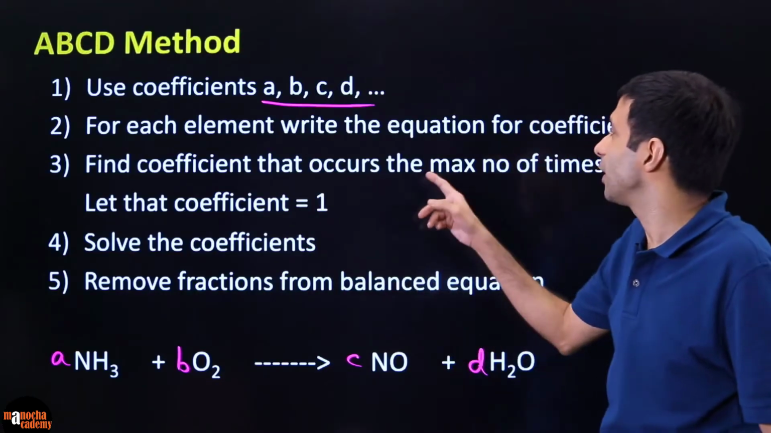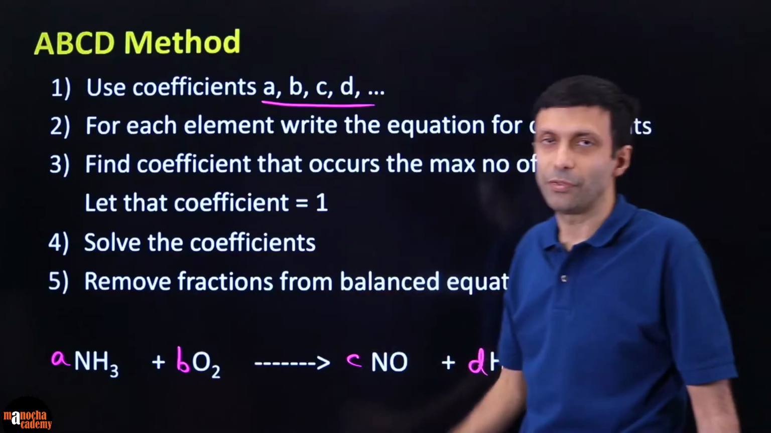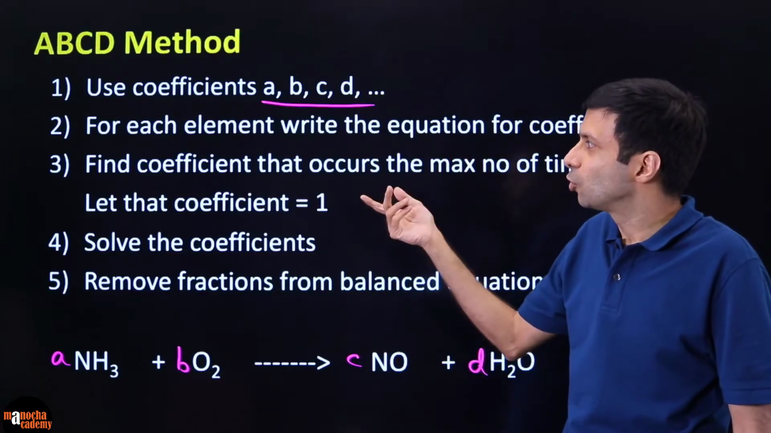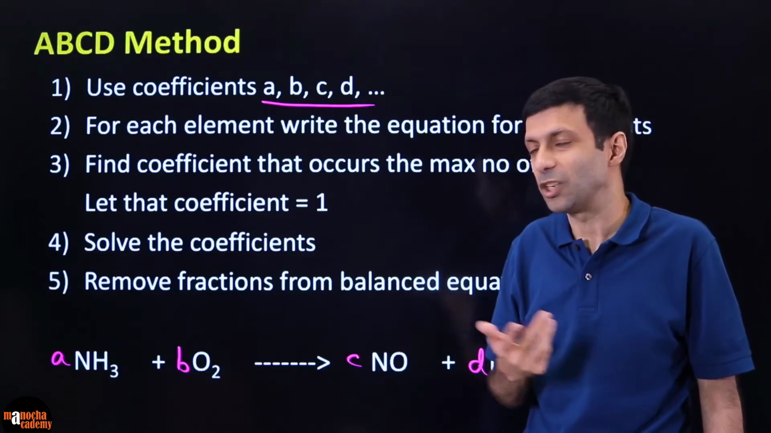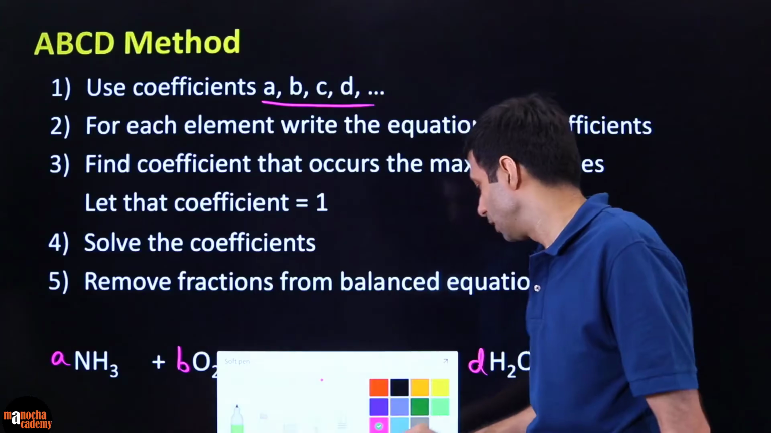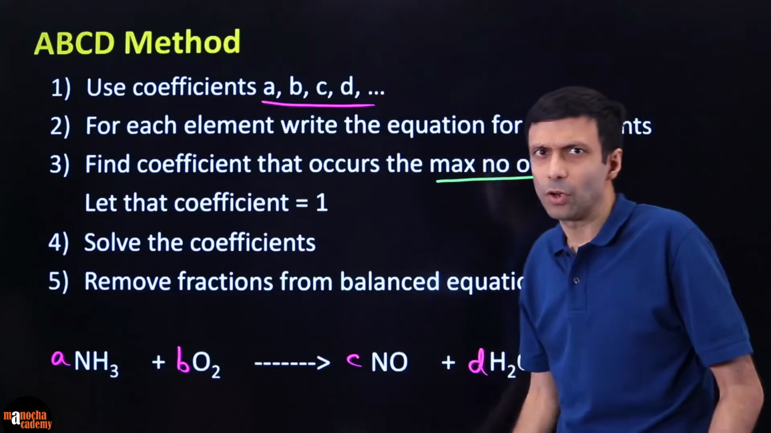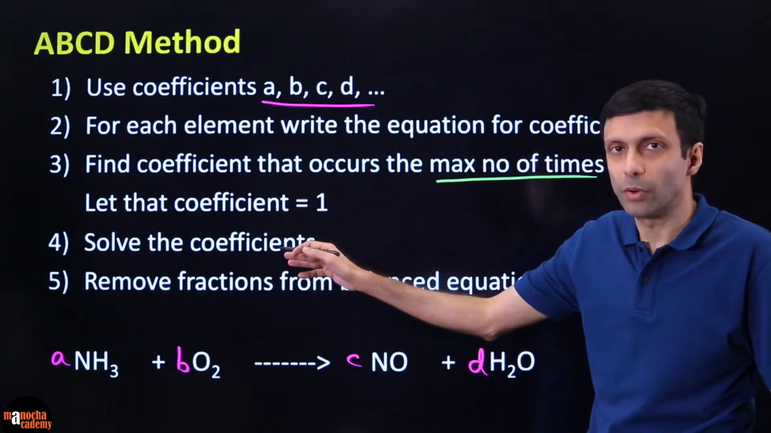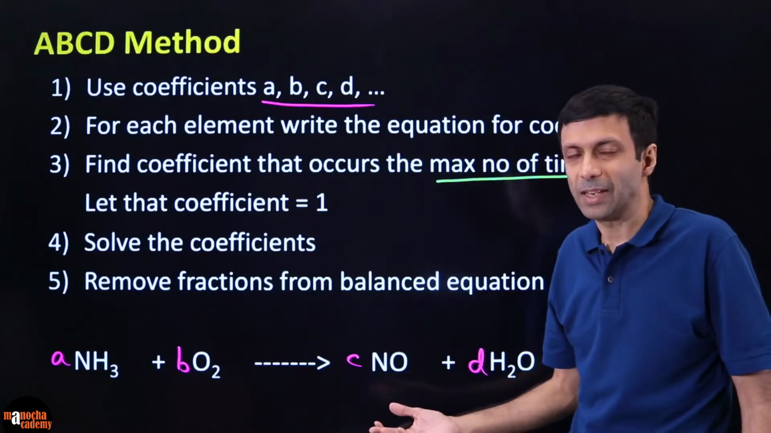Find the coefficient that occurs the maximum number of times and set that coefficient to be 1. Because finally we have to solve the values of the coefficients, you can assume any one of the coefficients to be 1. And usually we take the coefficient that occurs the maximum number of times. So don't worry if you are not understanding this method. We'll see it with a practical example. You solve these coefficients, that is these ABCD values, and you will get your balanced equation.